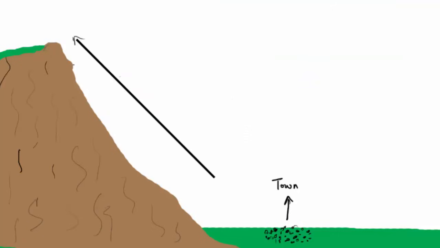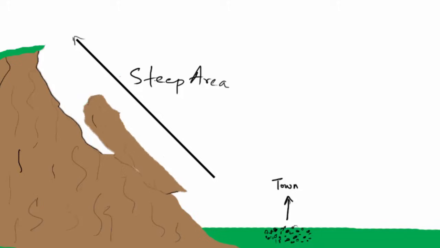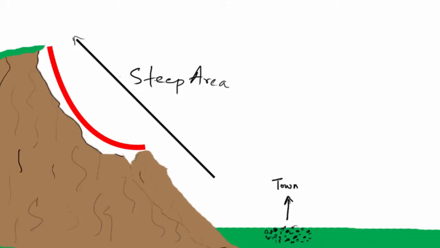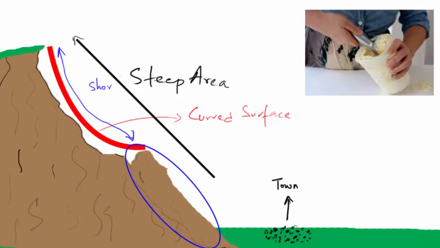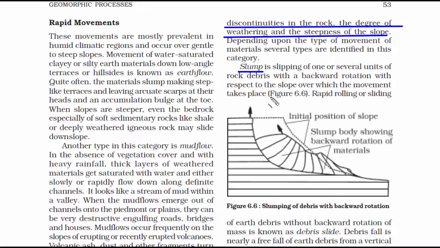So what happens in this is, you see this piece of landform or mountain. This is the steep area. From here, when the earth material, that is soil and rock debris, breaks and slides downwards, this creates a curved surface. It's as if a scoop of mud has been taken. In a slump, this portion of the mountain moves only a short distance. If you look at this figure, you can see the initial position of the slope of this mountain, and after the occurrence of slump, there is a curved surface and the earth material doesn't go very far.